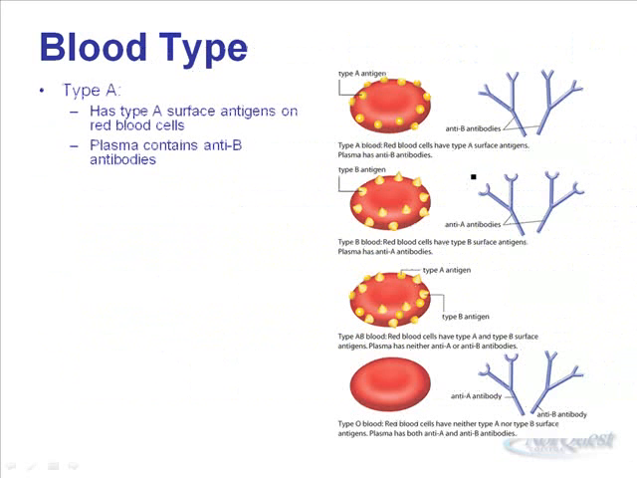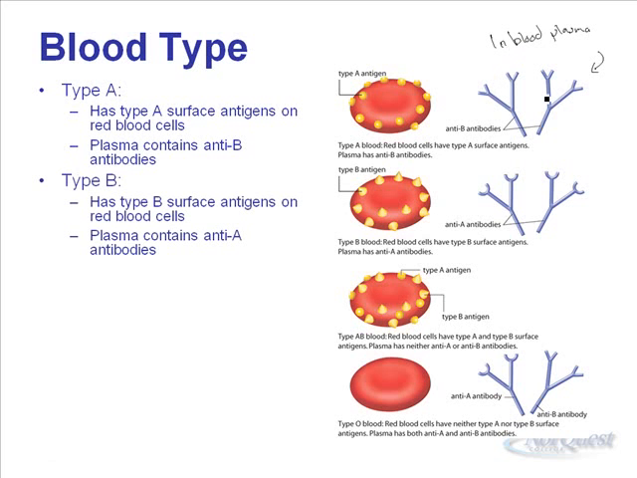So here's the way it looks for blood type. If you have blood type A, then that means you have antigen A on your red blood cells. In your blood plasma, you are going to have the antibodies that will attack any blood cell that has a B antigen on it. So you have B antibodies in the plasma, A antigens on the blood cells.